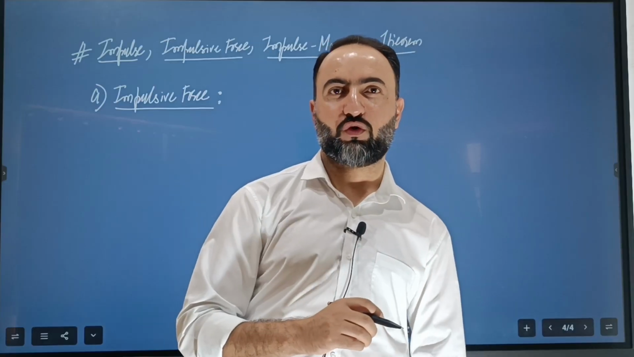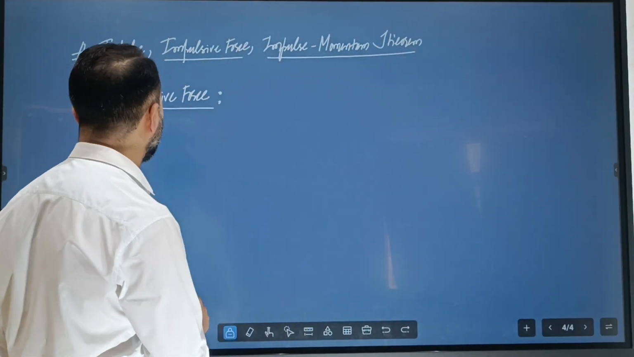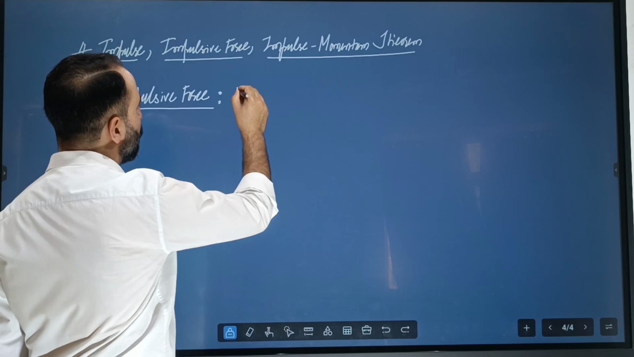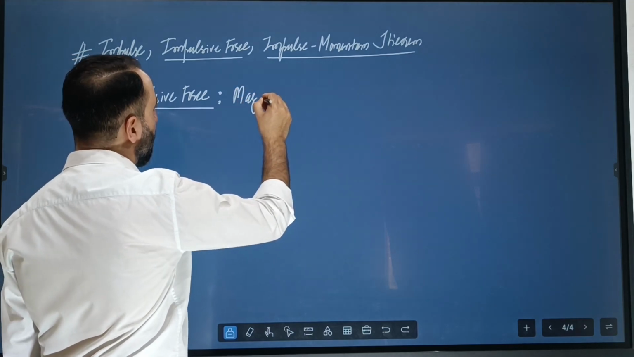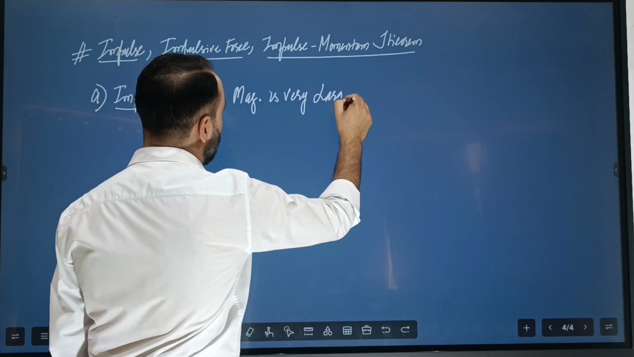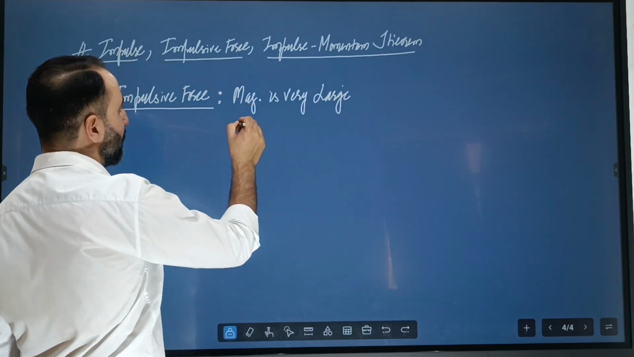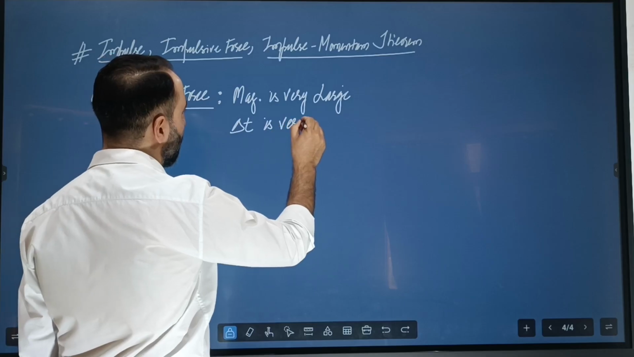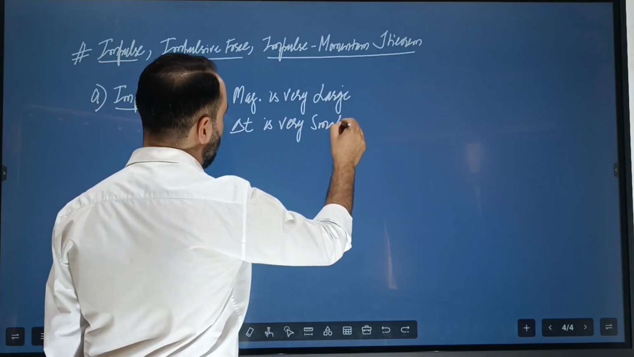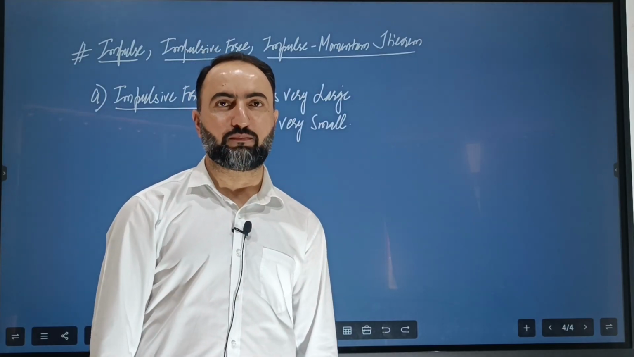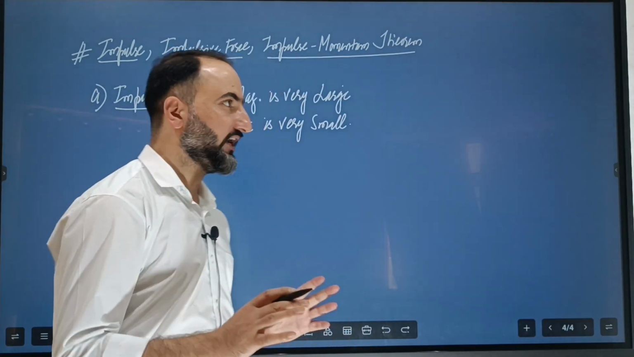So those forces are called impulsive forces. How do we define impulsive force? Impulsive force is that whose magnitude is very large, but they last for a very small time, delta t is very small. Such forces are called impulsive forces. I have given you the examples, okay?